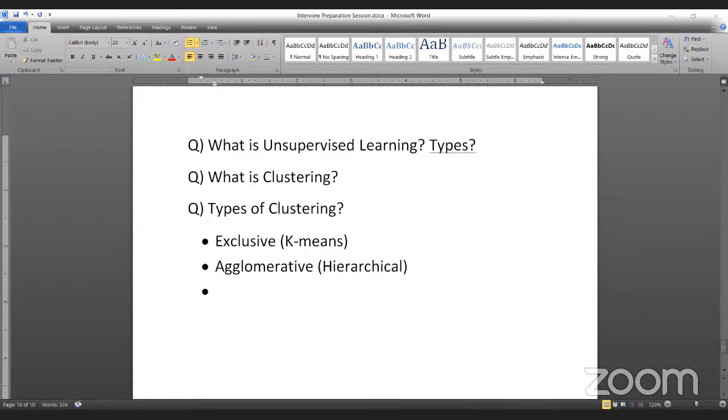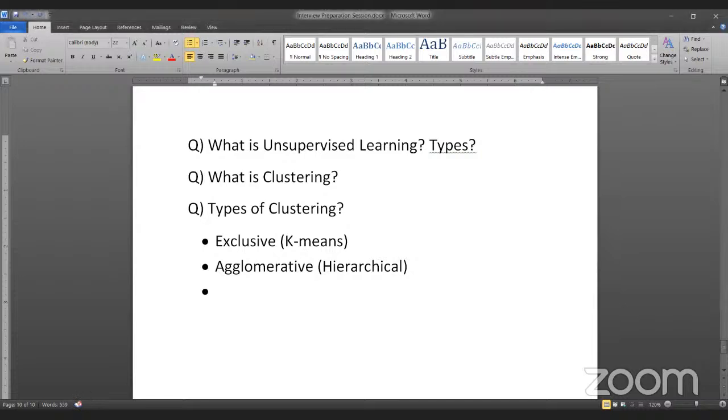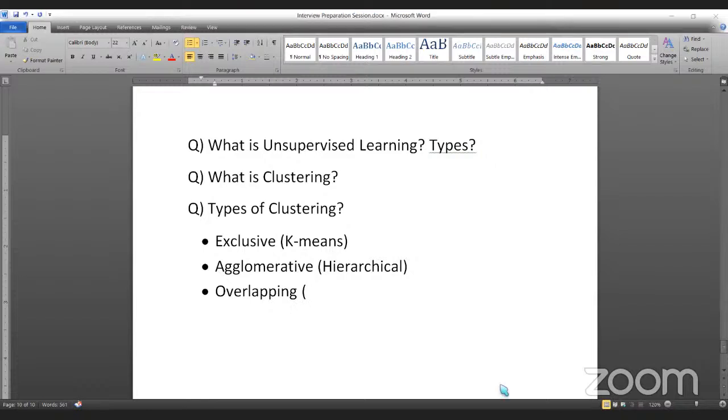Then we have overlapping. Okay, this is the third one, overlapping. The first two we know. So what is this overlapping? In this technique, we form fuzzy sets to cluster data.